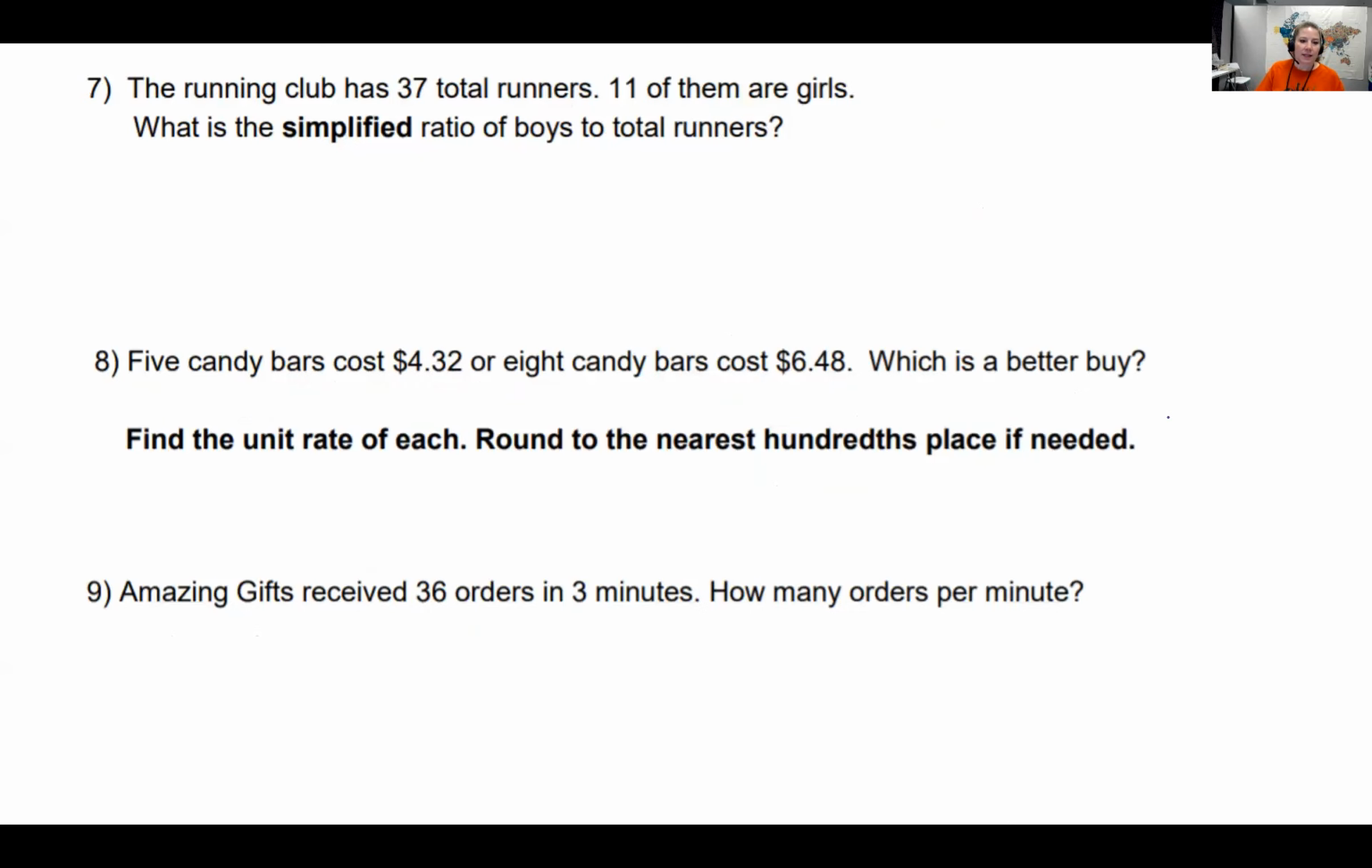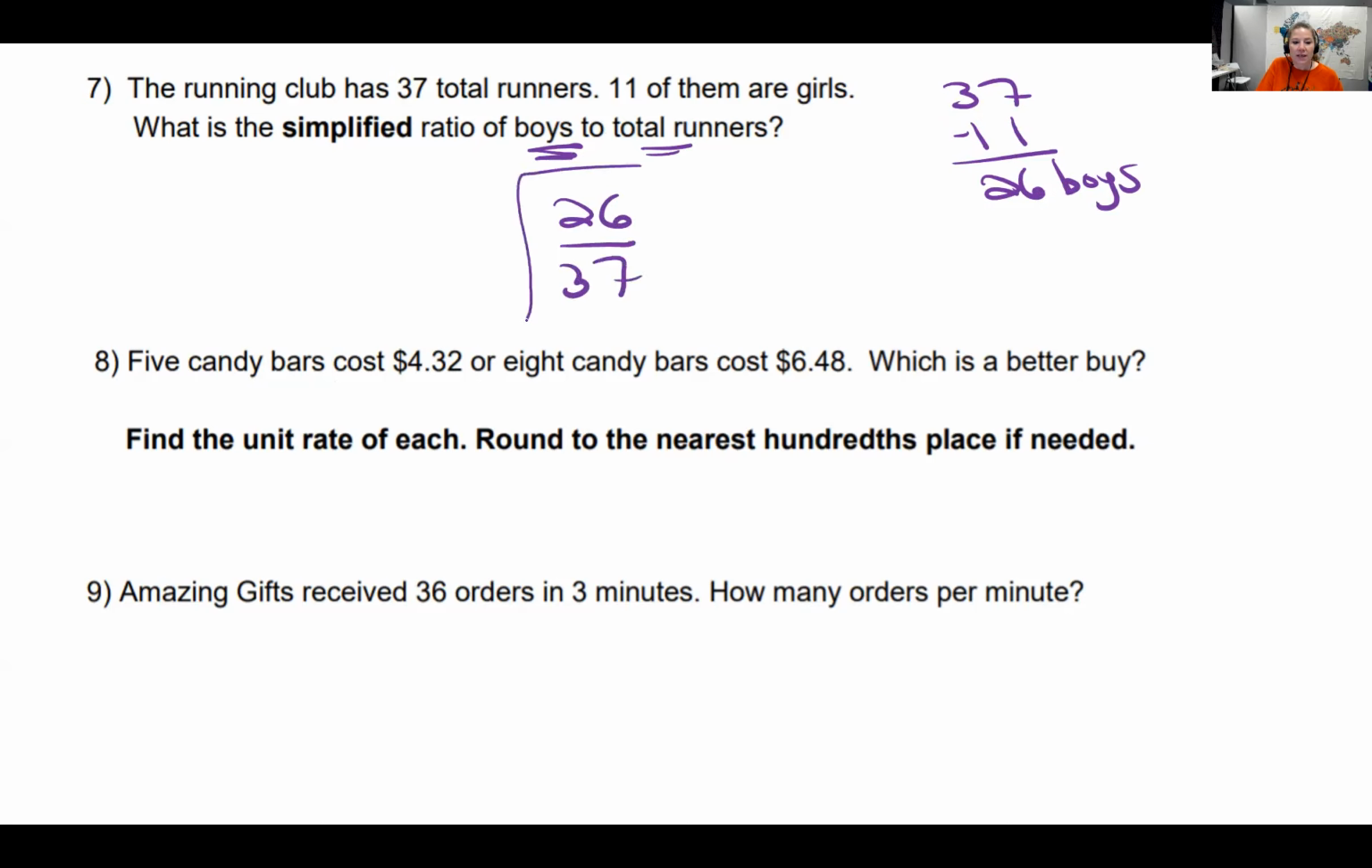Number 7, the running club has 37 total runners. 11 of them are girls. What is the simplified ratio of boys to total runners? Well, out of 37 runners, if 11 are girls, that means 26 are boys. So we have to put it in order of the words. So the ratio of boys to total runners is 26 to 37. Those do not have any common factors, so that is our best answer.